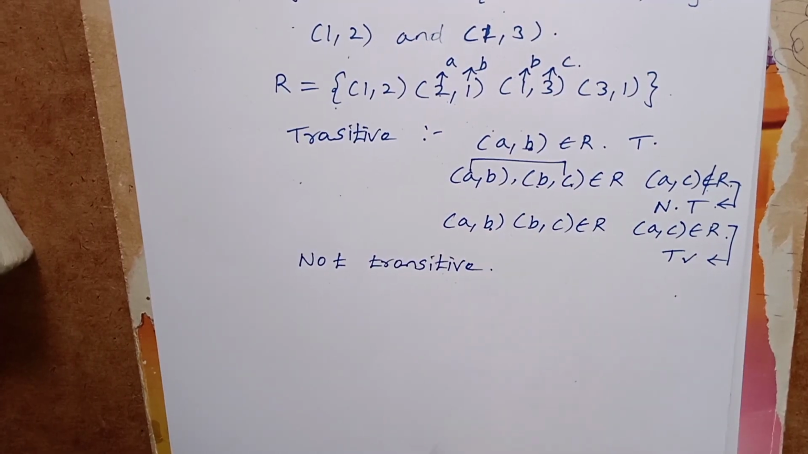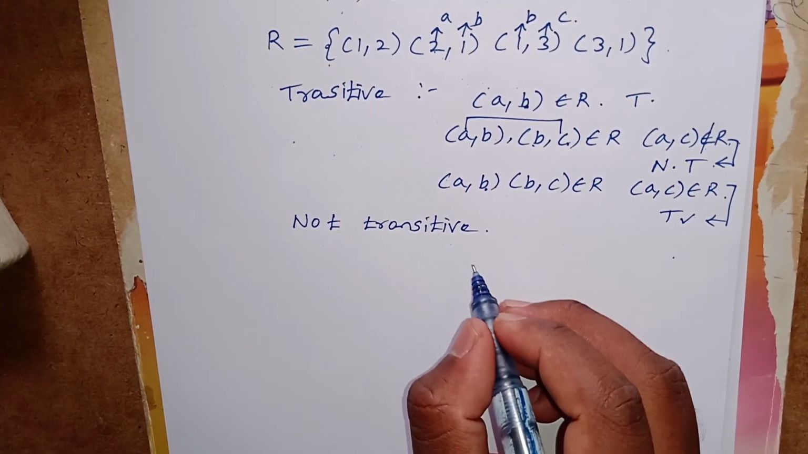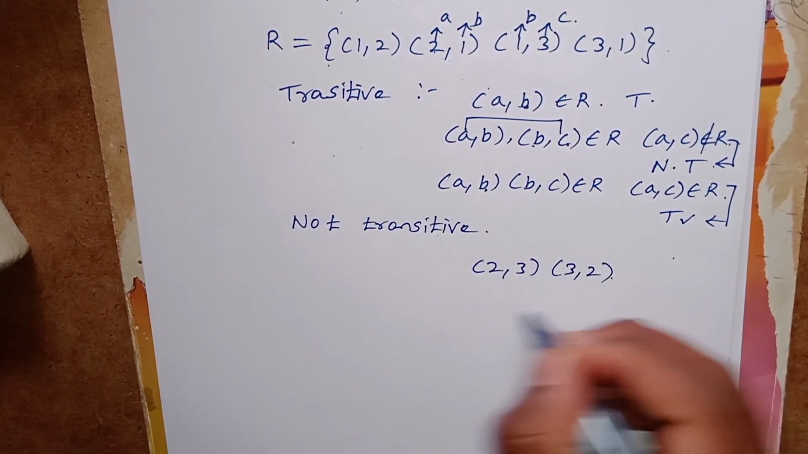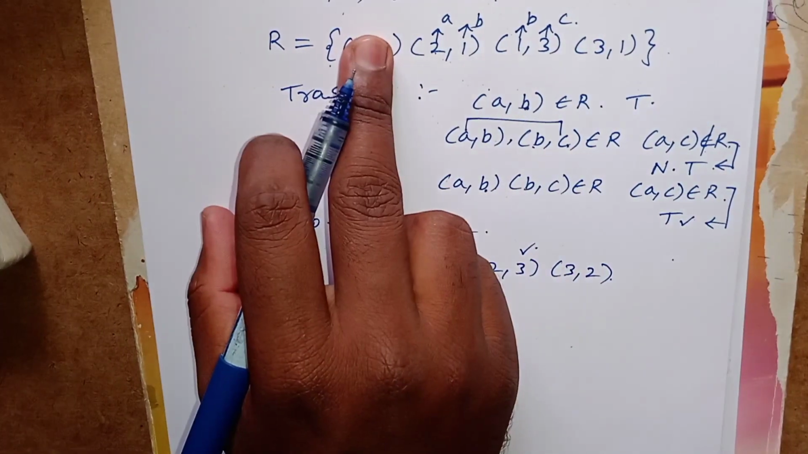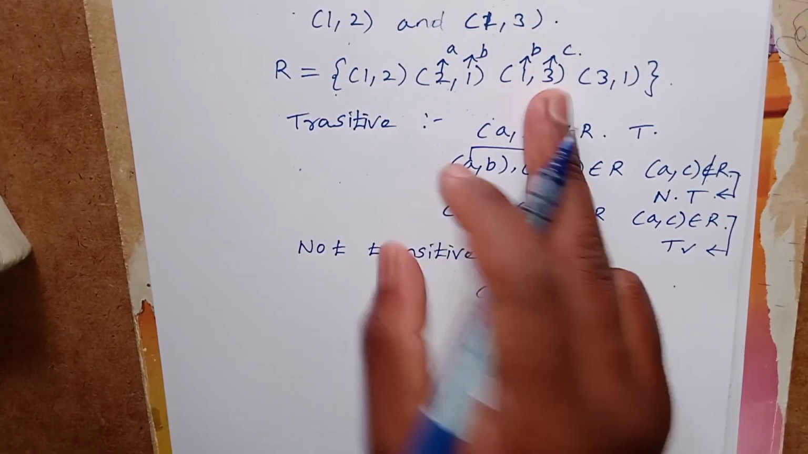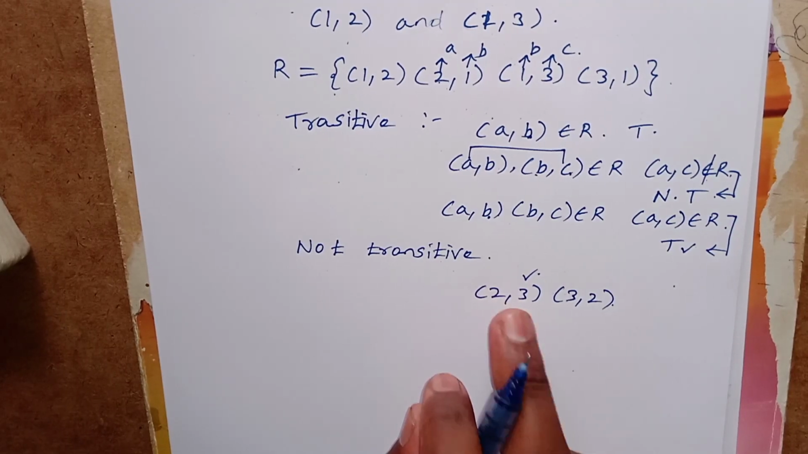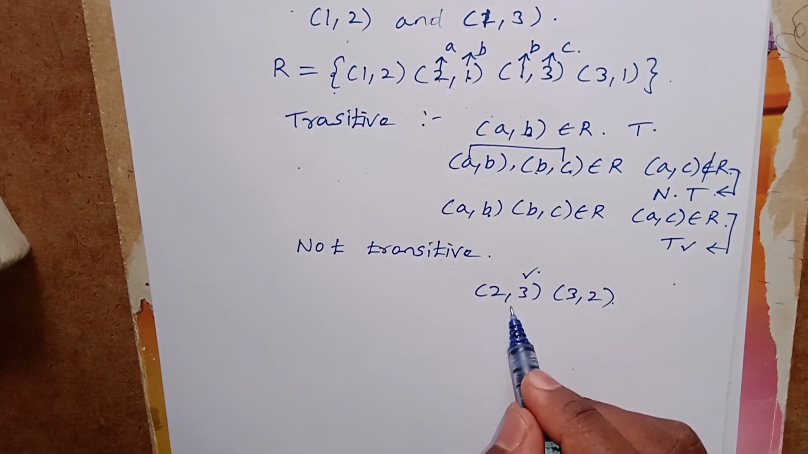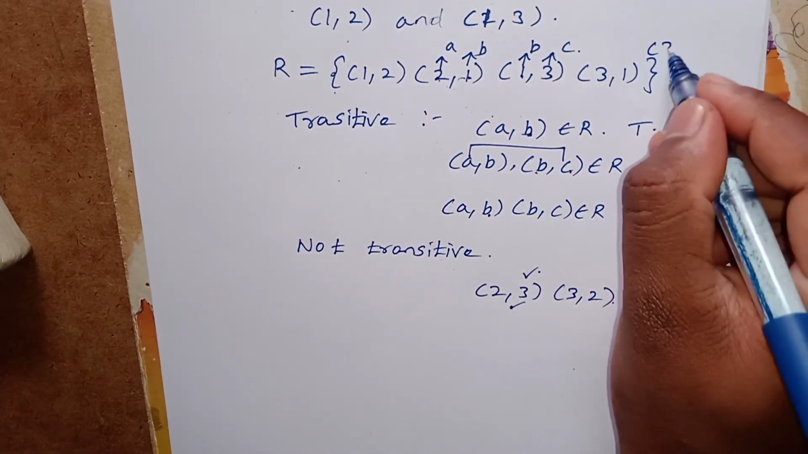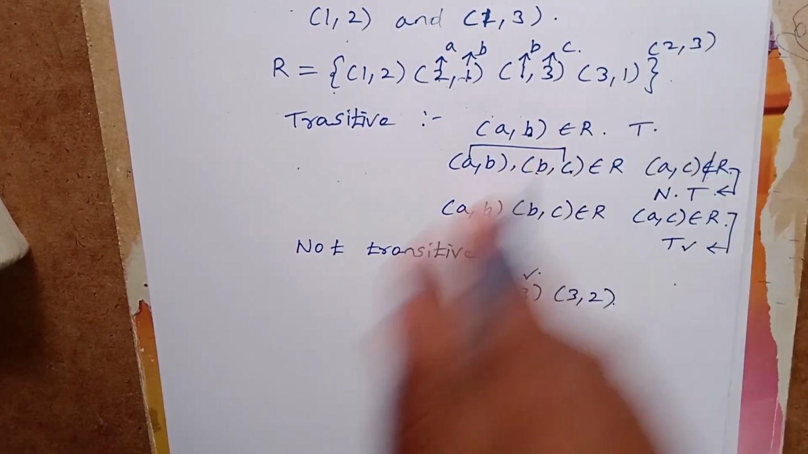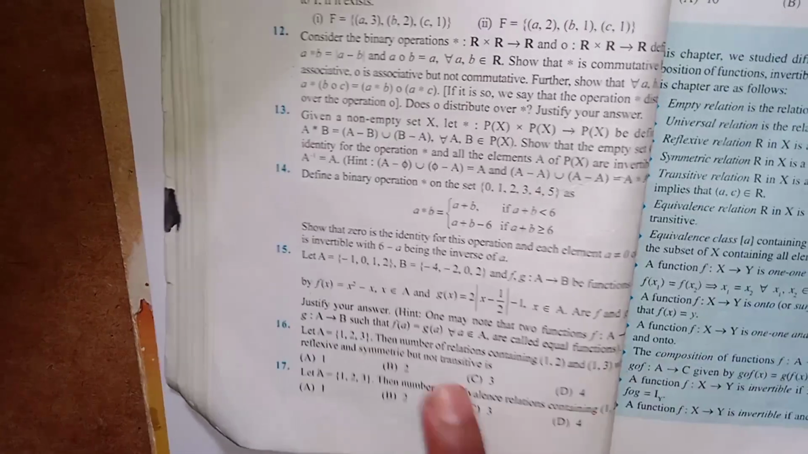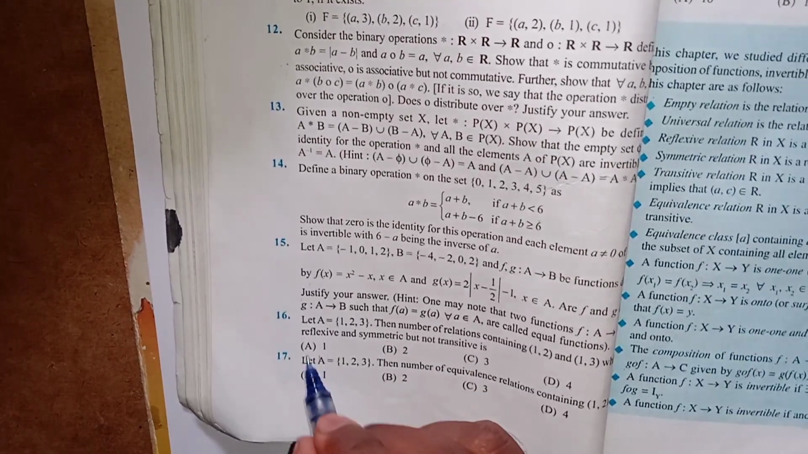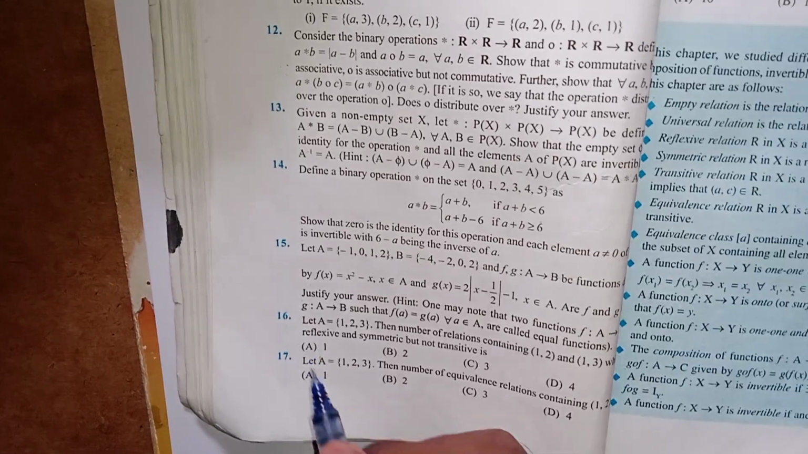If I take any one of the terms, (2, 3) or (3, 2), in this relation, then it becomes transitive. If I take (2, 1), (1, 3) and this term (2, 3), then it will become transitive. But in the question we need only not transitive, therefore 1 is my answer.